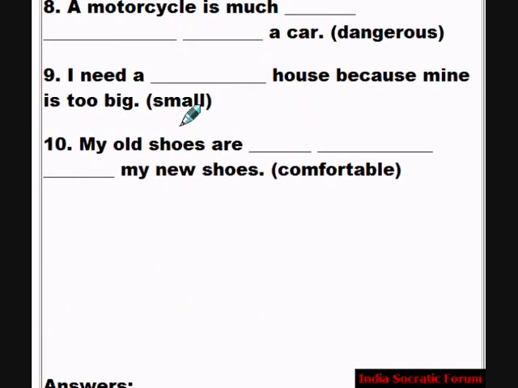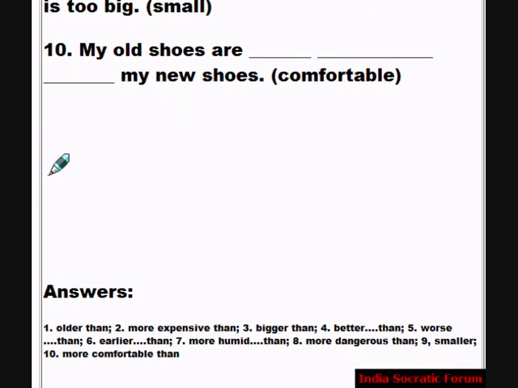Let's see the answers. Substitute these answers and check your answer paper, and practice it.